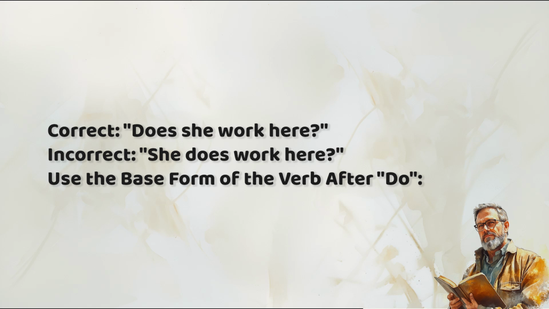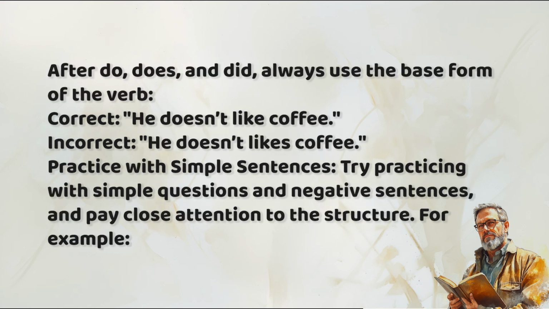Use the base form of the verb after do. After do, does, and did, always use the base form of the verb. Correct. He doesn't like coffee. Incorrect. He doesn't likes coffee.